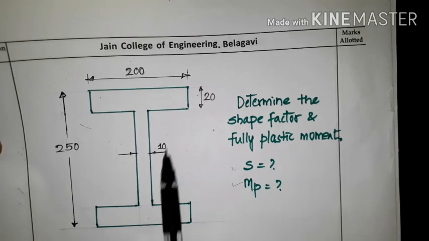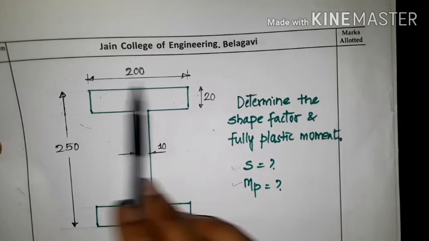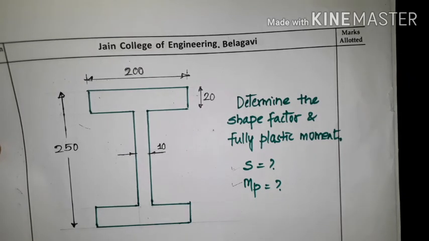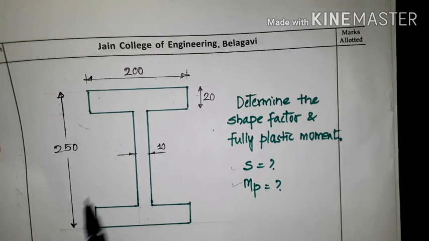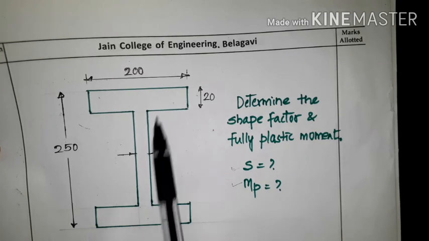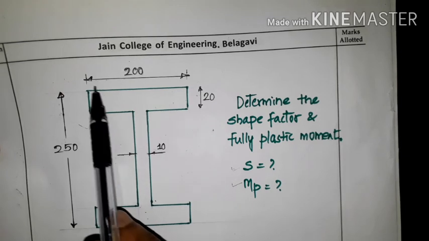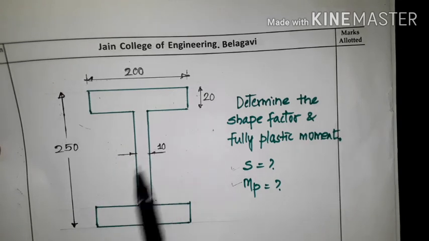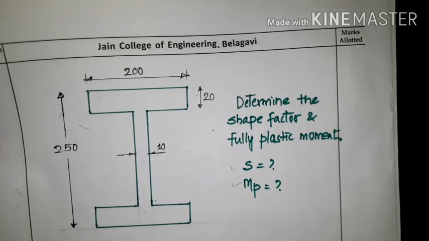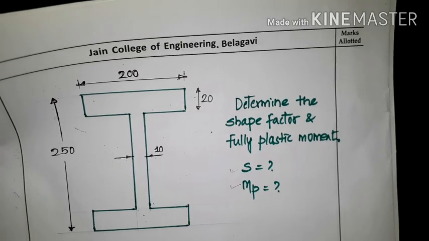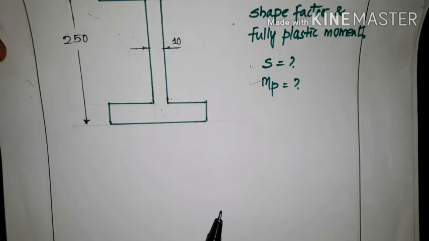The flange size is 200 mm by 20 mm and the web thickness is 10 mm. Okay, it is a symmetrical I section. Top flange, bottom flange we have 200 mm by 20 mm and the thickness of web is 10 mm, and the total height of the section is 250 mm. Okay, so we'll start with the solution now.